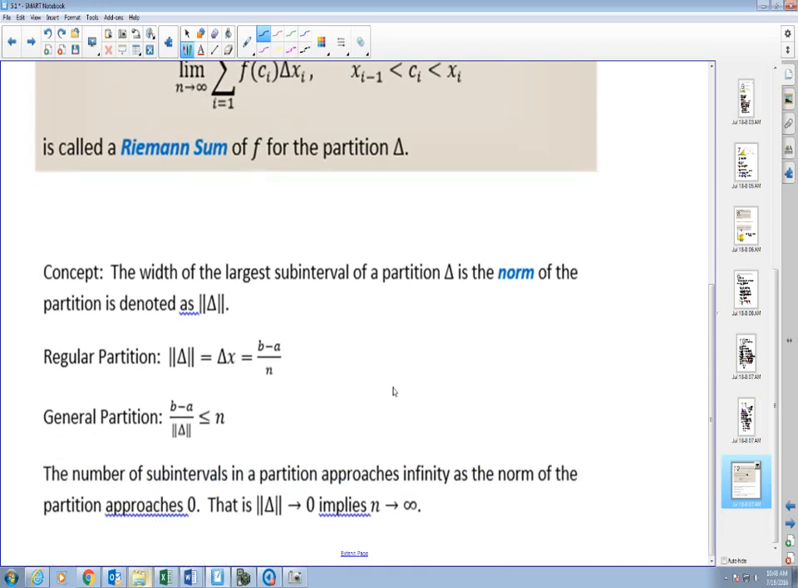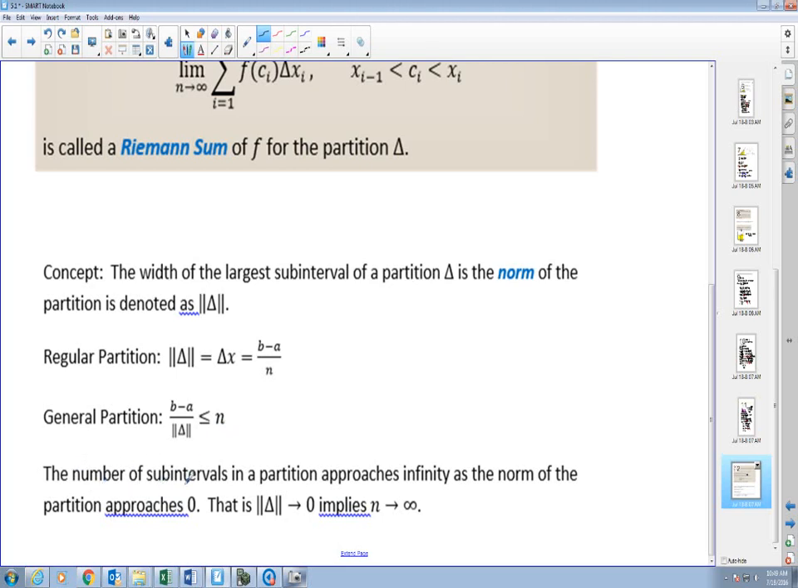Alright, so this bit of information will eventually lead to what we call a definite integral. The width of the largest subinterval of a partition delta is the norm of the partition, and we denote it as the norm of the partition this way. So far we've been seeing the regular partition, which has the width b minus a divided by n. So the regular partition gives me equal width. More generally, b minus a divided by n is less than or equal to the norm of the partition.